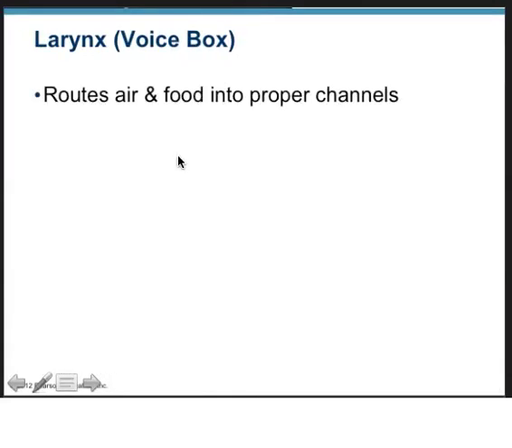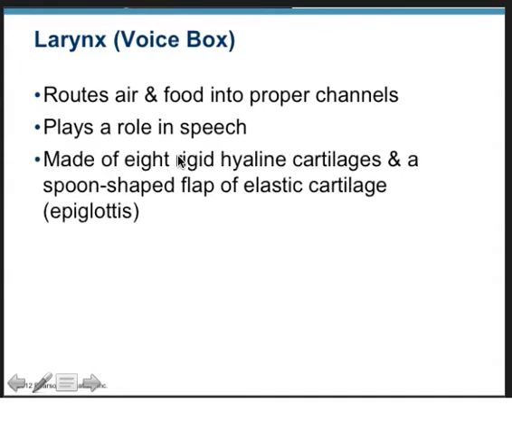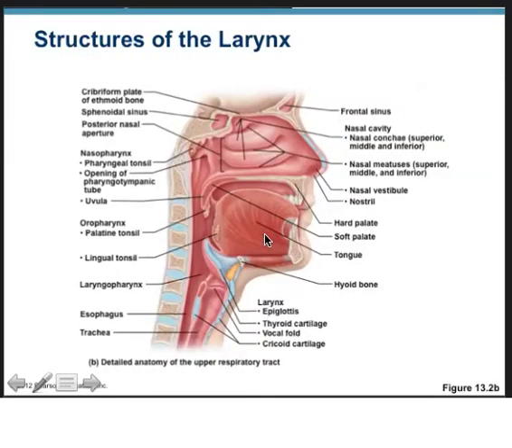The larynx, or voice box, routes air and food to the proper channels and is important in speech because it contains the vocal cords. It's made up of 8 rigid hyaline cartilages and a spoon-shaped flap known as the epiglottis, and you can see it here. This is the larynx. There is the epiglottis, and the thyroid cartilage shown right here.